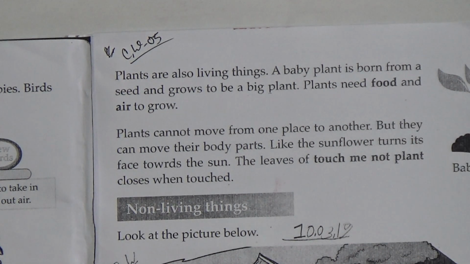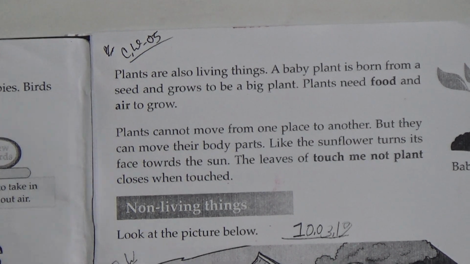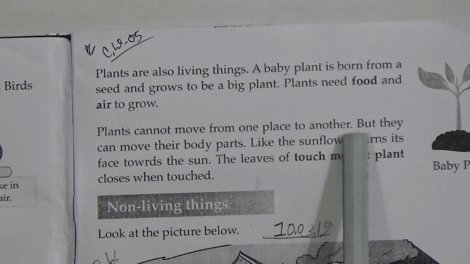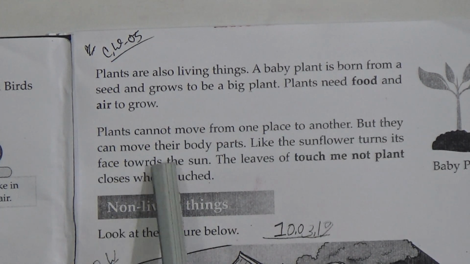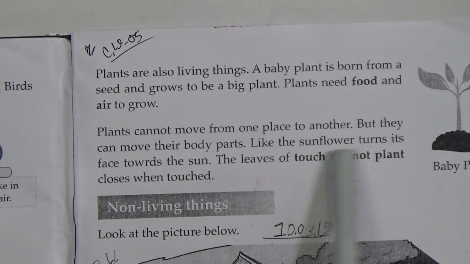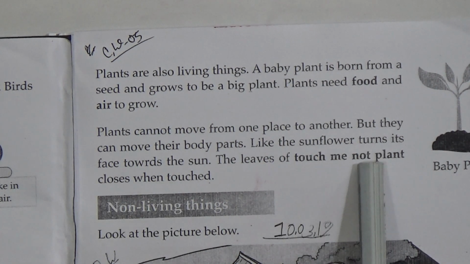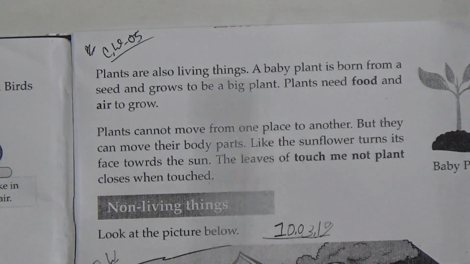So a plant is also a living thing because they need food and air to grow. Plants cannot move from one place to another, but they can move their body parts. Like the sunflower turns its face towards the sun, the leaves of the touch-me-not plant close when touched.